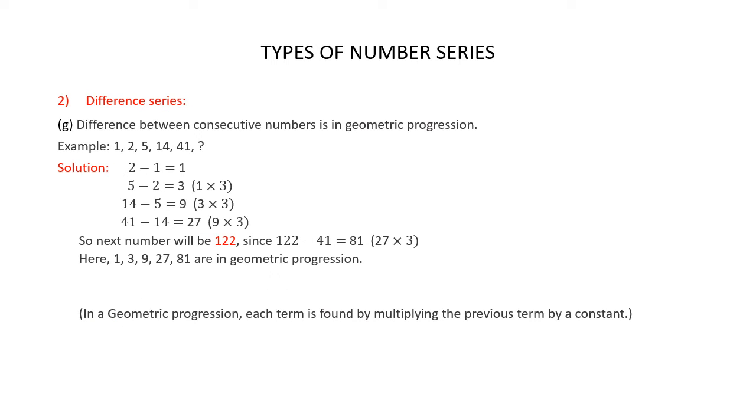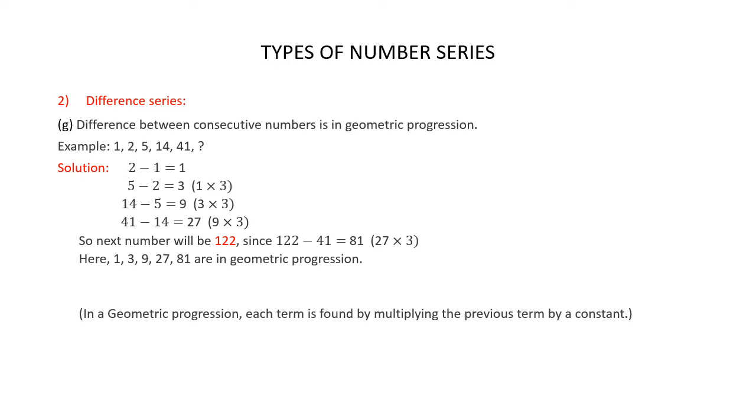The next type of difference series is where the difference between the consecutive numbers is in geometric progression. That is, each term is found by multiplying the previous term by a constant number. Let's understand this with an example. Look at this number series 1, 2, 5, 14, 41, question mark. You have to find the missing number here.